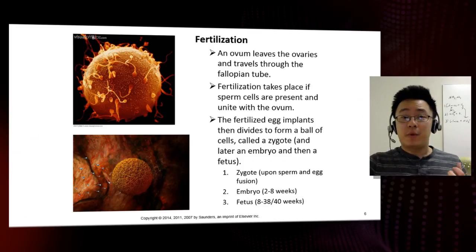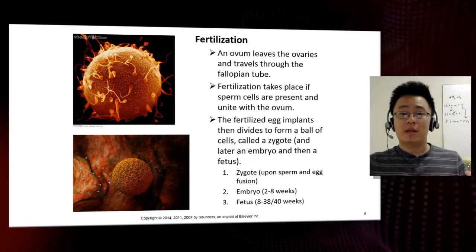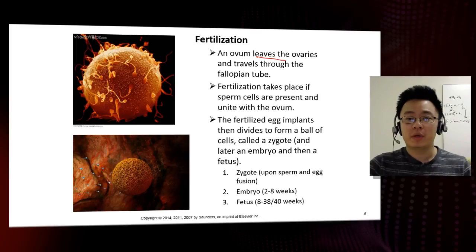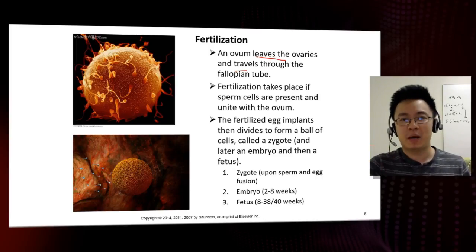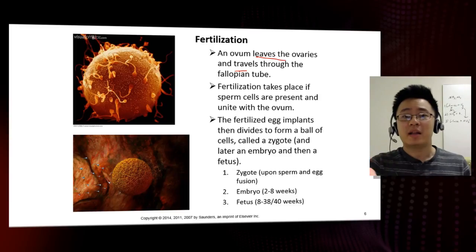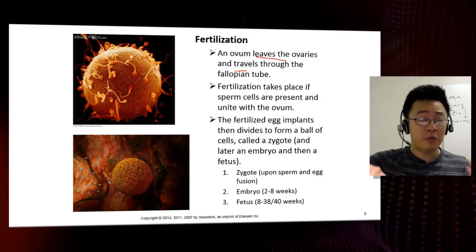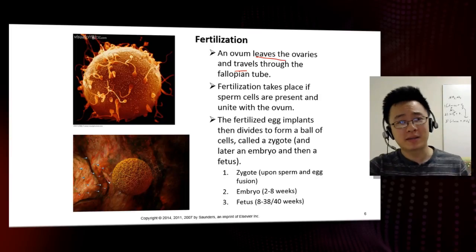So the sperm cells and the egg cells come together and fuse to form that zygote. An ovum leaves the ovaries and travels through the fallopian tube. One of the biggest misconceptions in medicine and health and bio, and in a lot of classes I've taught, is that students believe the egg cell is released by the ovary and that the sperm cells go into the ovaries and fertilize the egg in there.